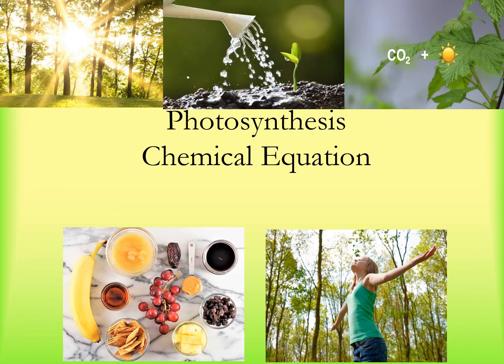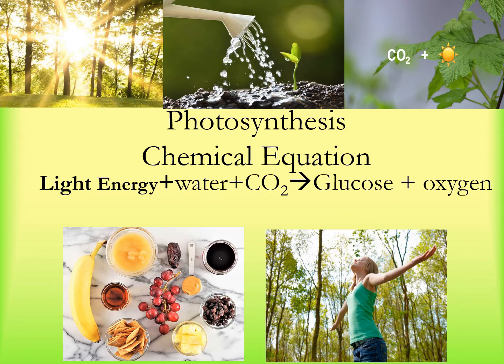Here is the photosynthesis chemical equation. So let's just have a review of the chemical equation of photosynthesis. Plants need light energy, water, and carbon dioxide to produce glucose and oxygen. Take note, light energy, water, and carbon dioxide are the reactants or the raw materials needed by the plants. And on the other side, we have the glucose plus oxygen, which are the byproducts.